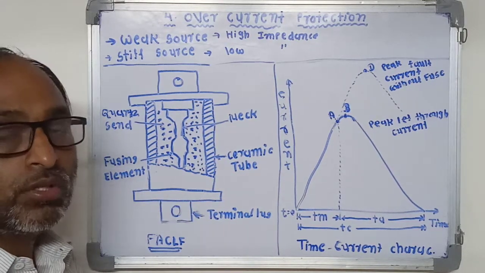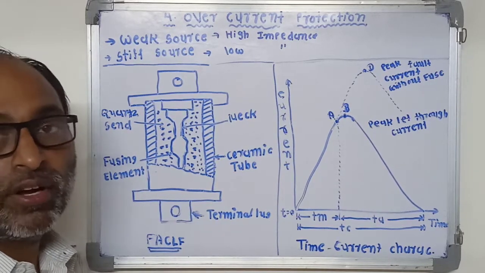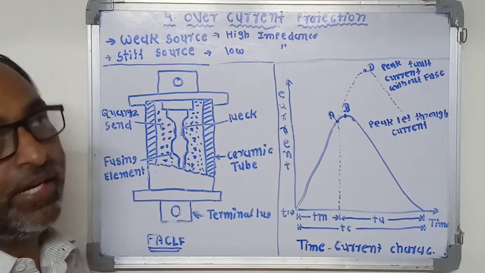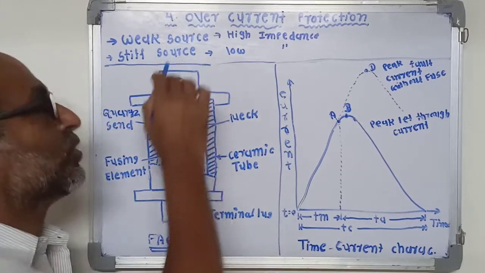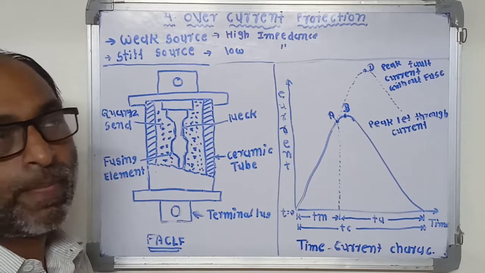The impedance of the source is very high, so some amount of current is limited by it. So it is called a weak source. Now such types of sources are used to supply SCR.